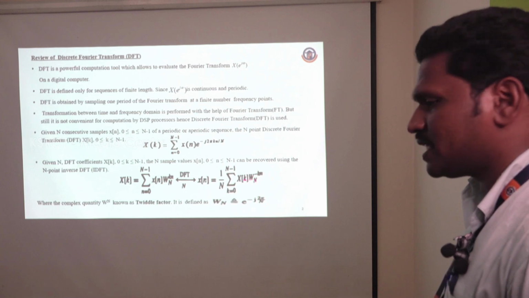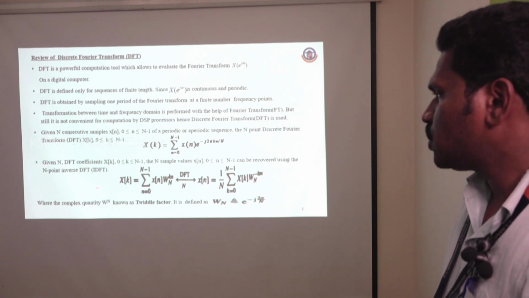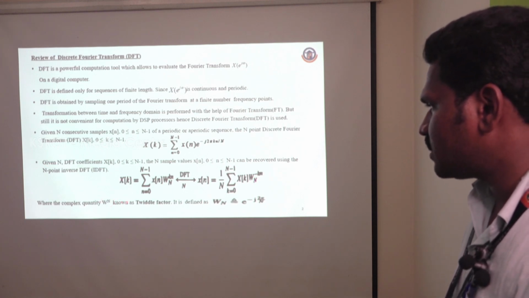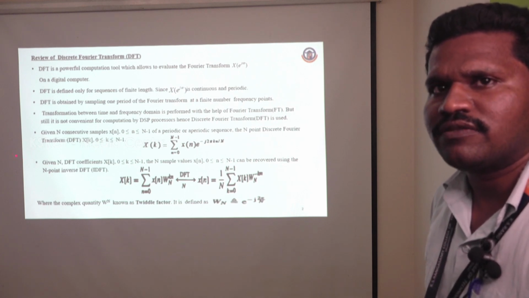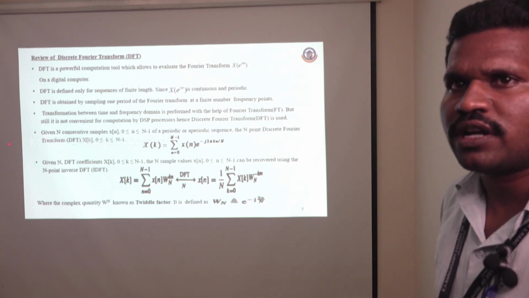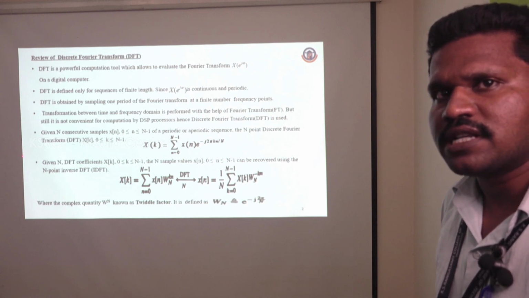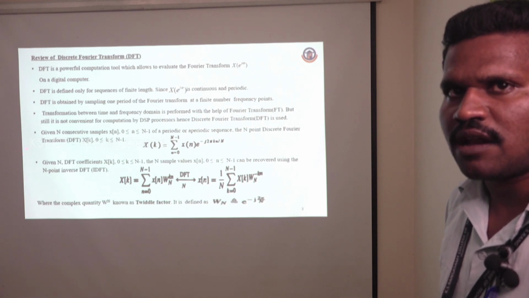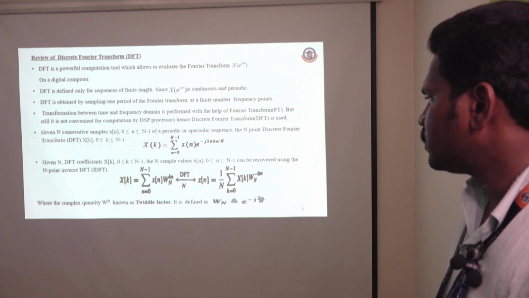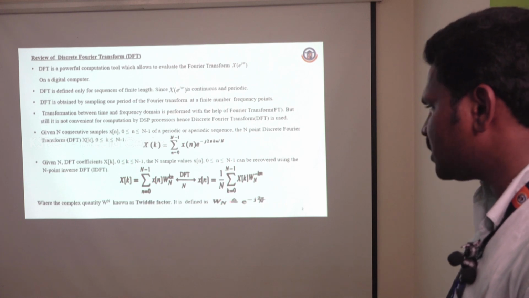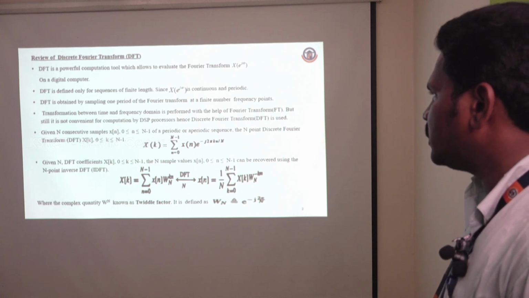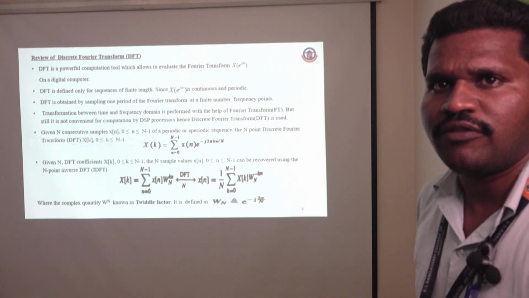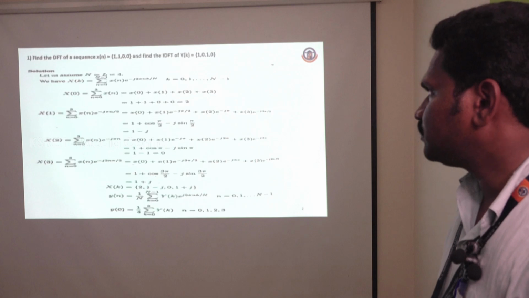So what is W suffix N? That is called the twiddle factor. The twiddle factor W suffix N is going to identify where the values lie, from plus 1 to minus 1 or plus j to minus j, and in some instances 1 by root 2 plus or minus 1 by root 2 j. It is equivalently e power minus j 2 pi by N. So this is the basic concept of DFT and IDFT.